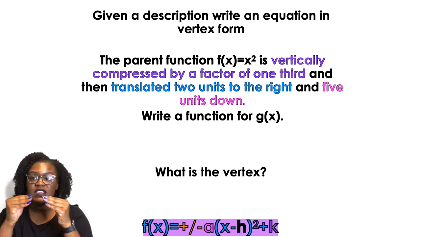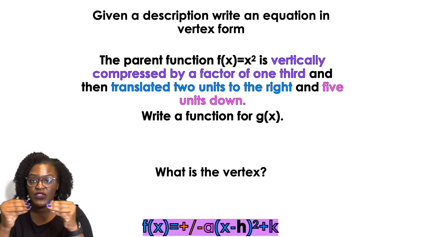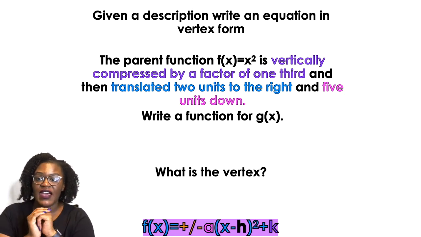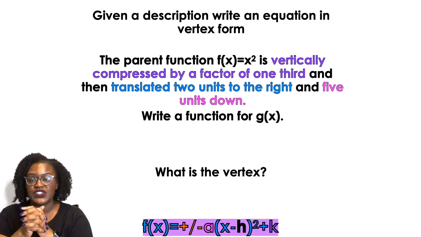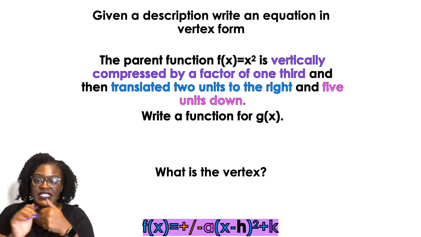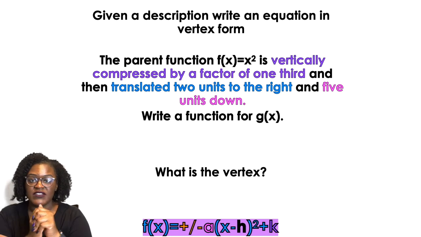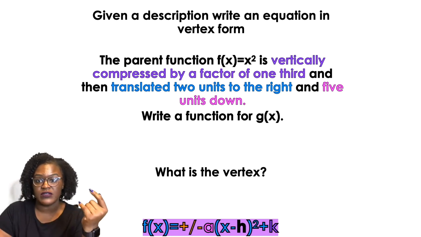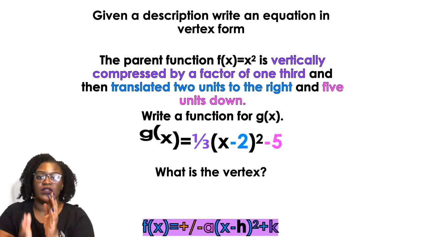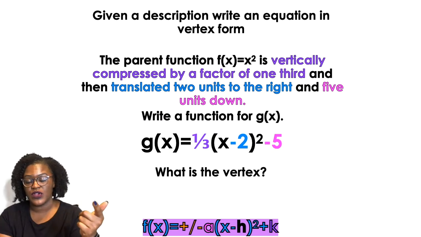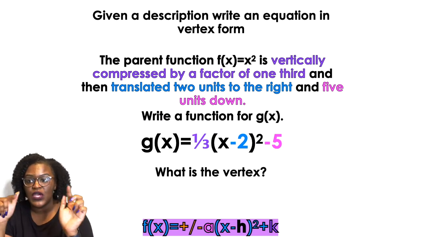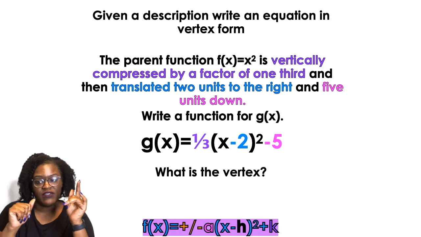Okay, so if something is vertically compressed by a factor of 1/3, compressions are a values. And then you have translated 2 units to the right. To the right is h values. And then you have 5 units down. Those are k values. g of x equals 1/3 parentheses x minus 2 squared minus 5.